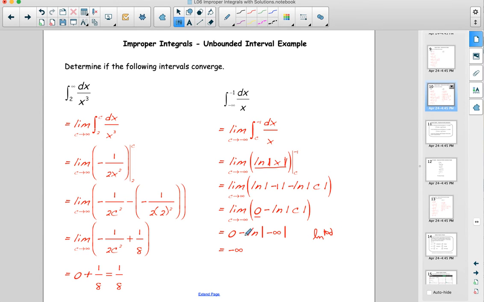The ln of infinity is infinity, but I do have that minus out in front. So this evaluates to negative infinity. So this is equal to negative infinity. This one was equal to 1/8.